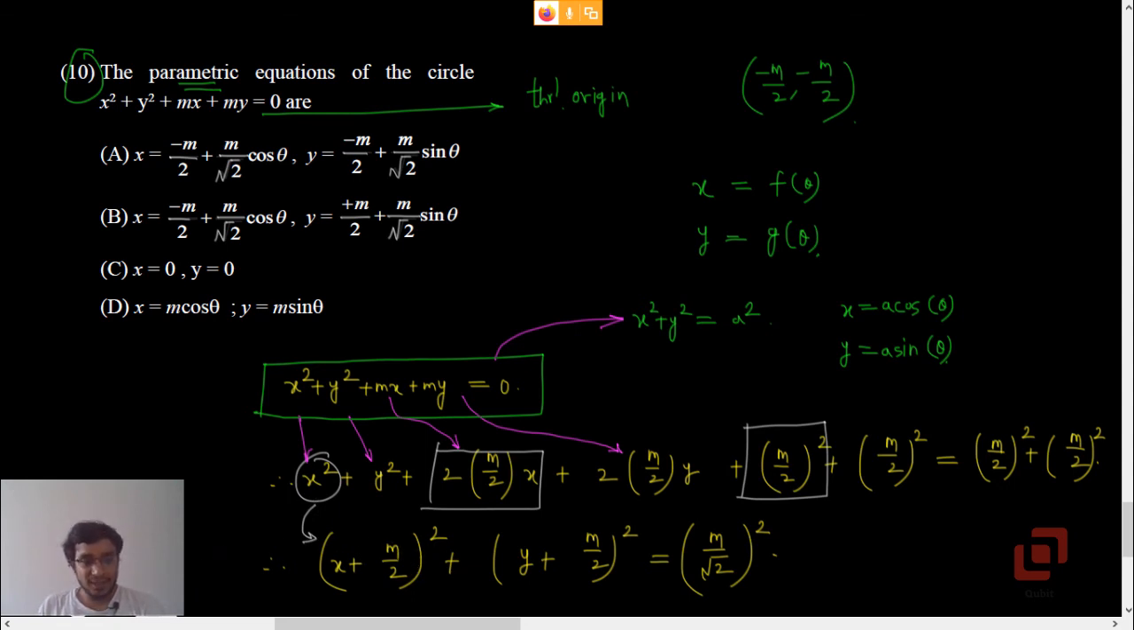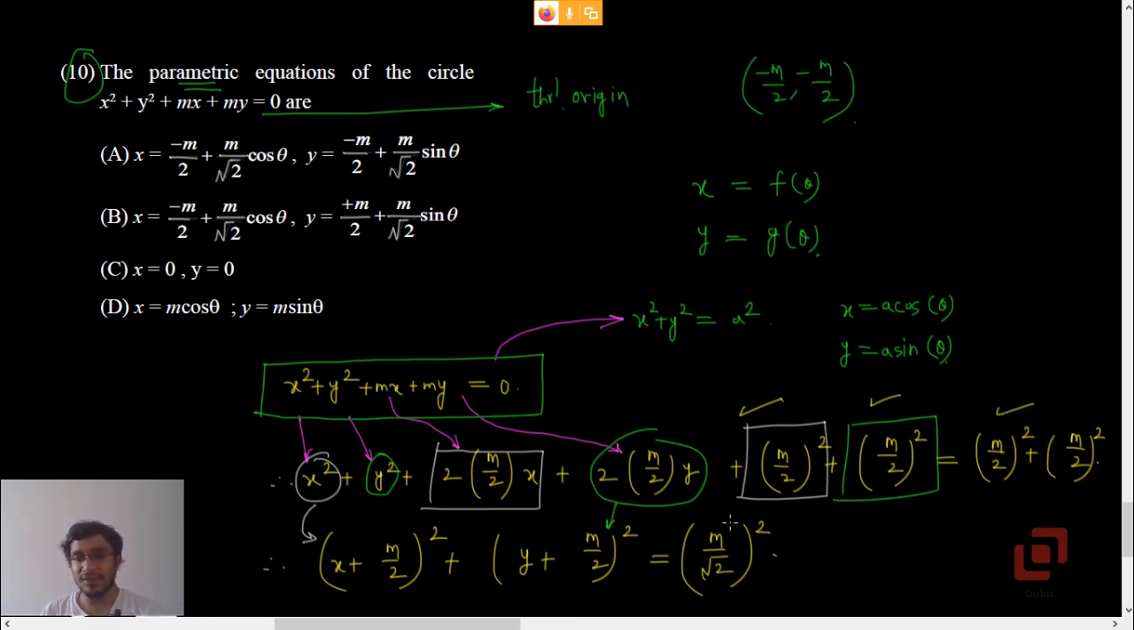I have done the same thing with the y terms. y squared plus 2 into m by 2 into y plus m by 2 squared. These three things can be clubbed together and we can write them as y plus m by 2 the whole squared. But because we added m by 2 squared twice to the left hand side, we should do the same thing to the RHS as well.